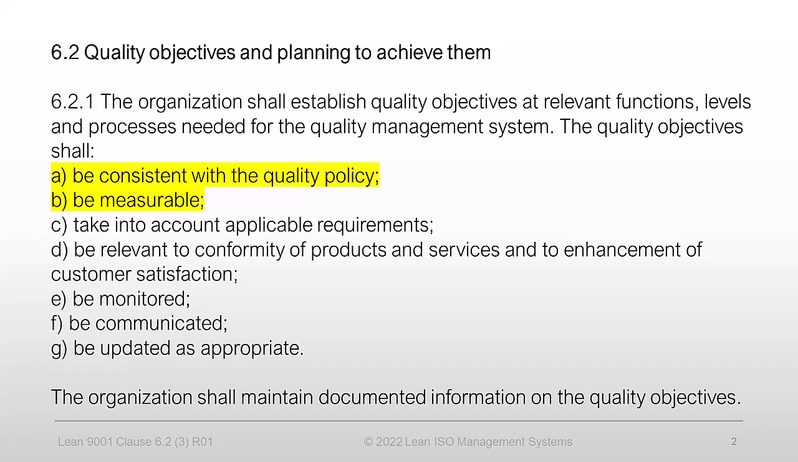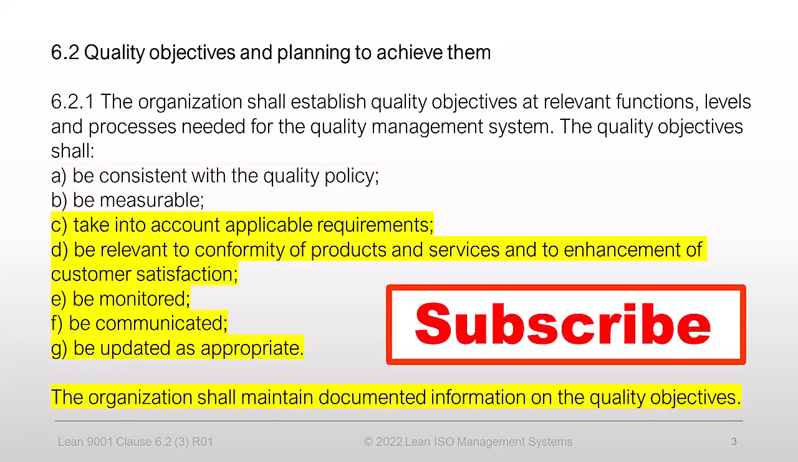In the previous video, we started exploring element 6.2.1 of the ISO 9001:2015 standard. We learned how to align quality objectives with the quality policy and how to make objectives so that they are measurable. Today we will talk about the rest of the requirements of element 6.2.1. We will learn how to link quality objectives with applicable requirements and conformity of products and services, and how to monitor, communicate, update, and document our objectives.